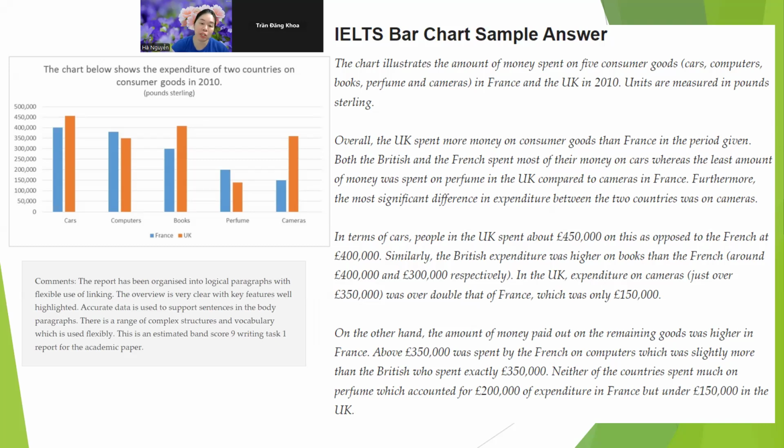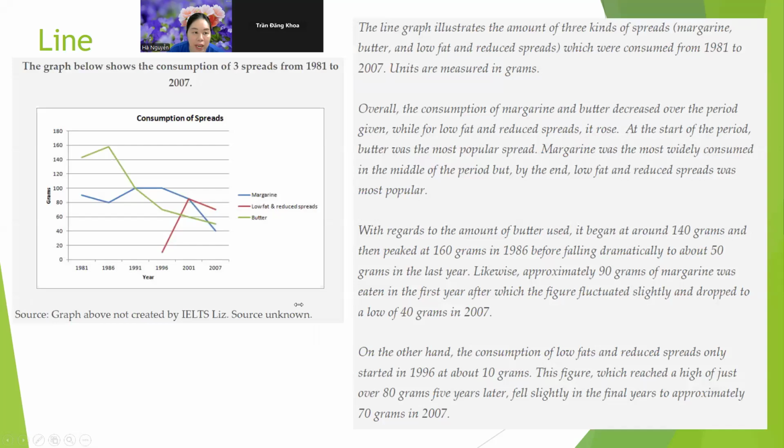There is no time change. So basically, you're using comparison language. So for example, the UK spent more money than France. Okay, and then for example, in the last body paragraph, the amount of money paid out on remaining goods was higher in France. Okay, so those are comparison language. Now let's look at the chart where there's time change. Okay, let's have a look at this line chart. Can you please read the task for me?